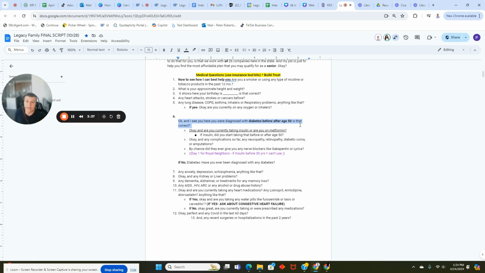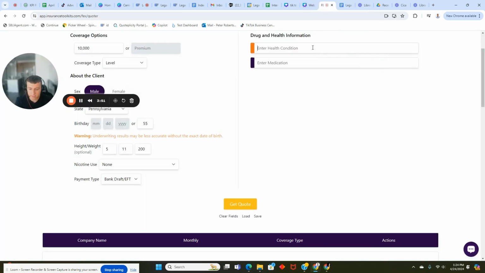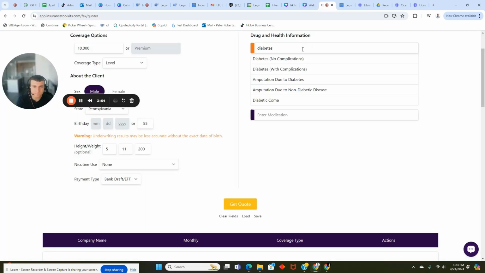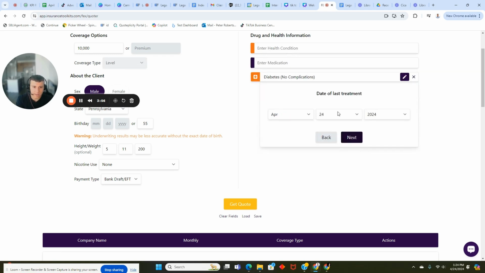So let's say we already know that they're a diabetic because of the lead form, okay? And it shows here that you were diagnosed before the age of 50. Is that correct? Before or after, okay? And are you currently taking insulin or metformin? Oh, I'm taking insulin, okay? So if they say insulin, you're going to put the diabetes on here with no complications, and then you're going to put on here insulin use. Okay, what age did you start taking the insulin? Let's say it's 24. And then hit next, next, next.